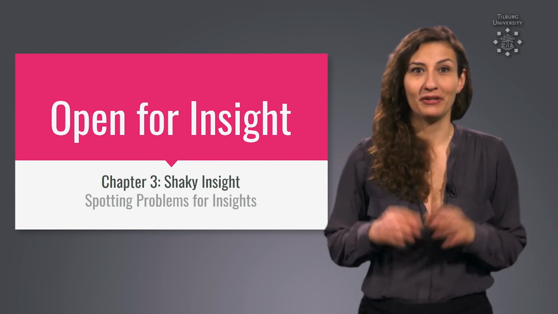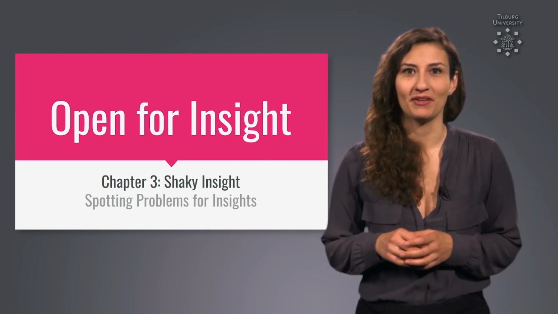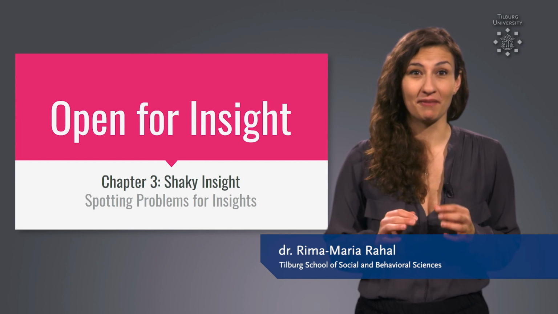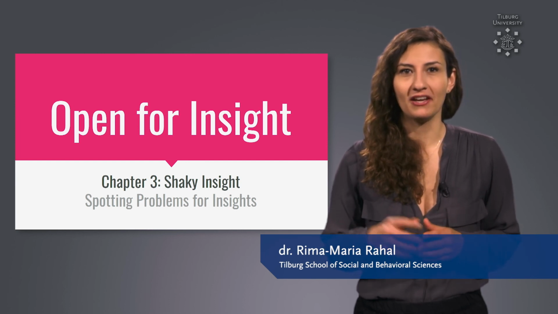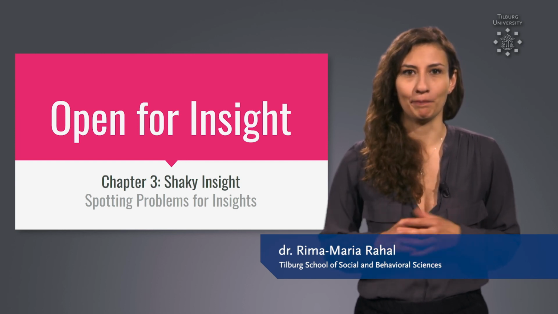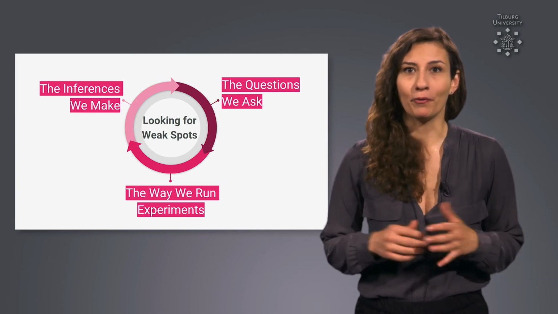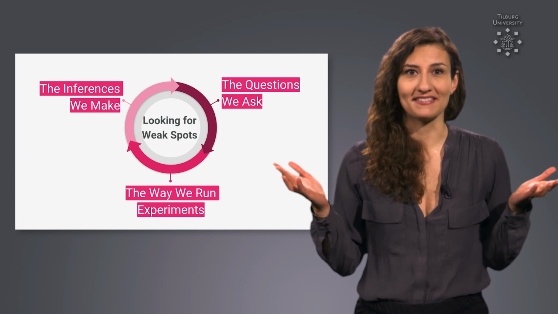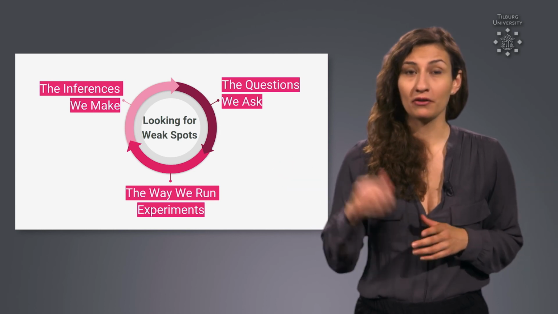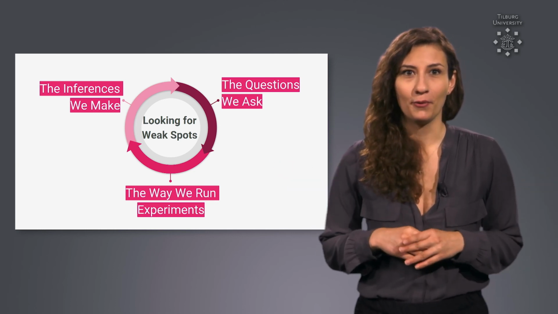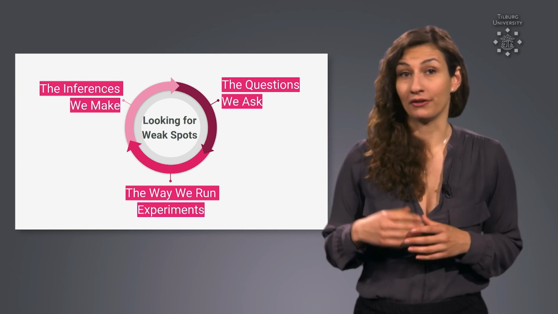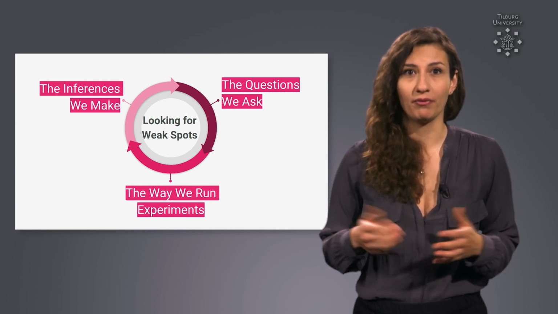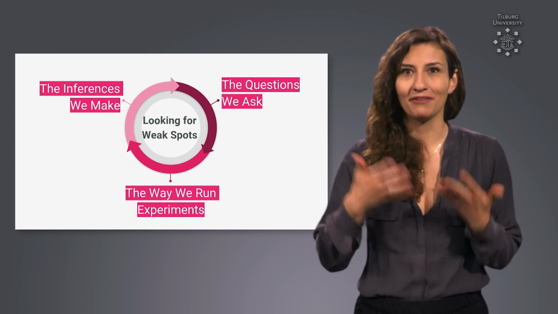Let's get started with looking for shaky insight. We're now in the business of defining potential problems for making inferences and aiming to be able to spot them. To get a better overview, let's take a systematic approach. Where could we look for shaky insight and weak spots? Here are 3 parts of the research cycle where we might find them, concerning the questions we ask, the way we run experiments, and the inferences we then make.